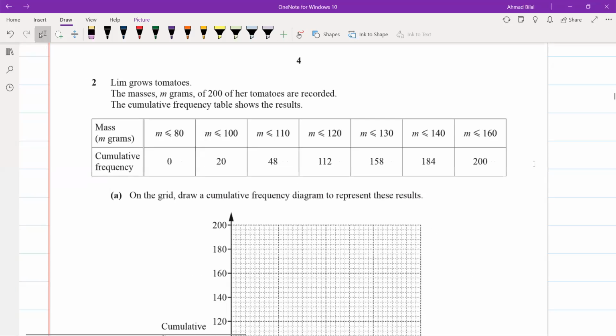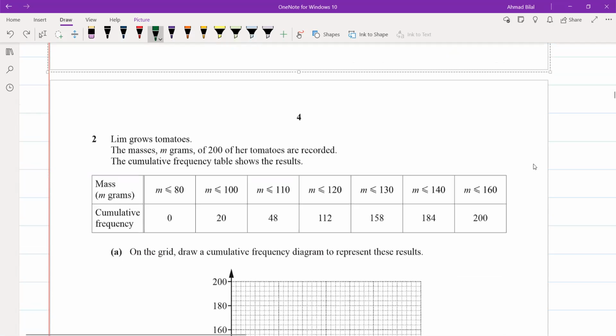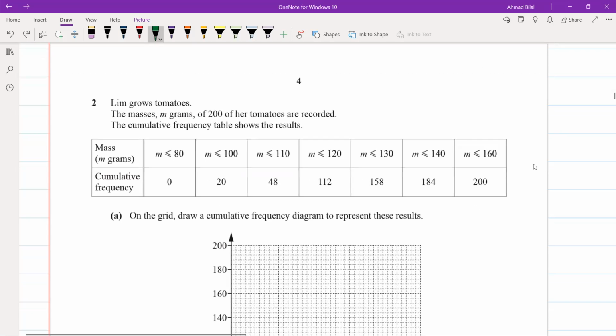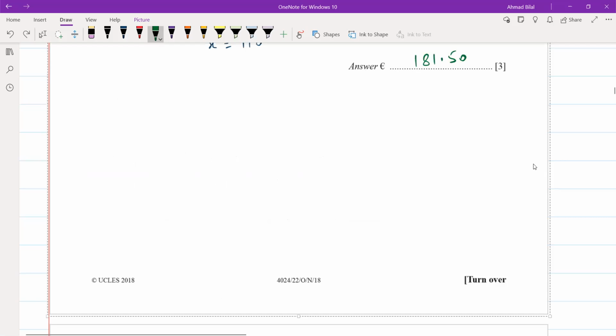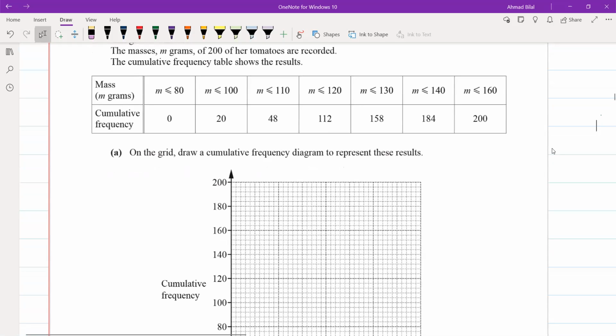It says Lim grows tomatoes. The masses of 200 of her tomatoes are recorded. The cumulative frequency table below shows the results, and you have cumulative frequencies in this, and you've got masses or intervals. So there are 200 total tomatoes. Total जो है, आपके पास आपको नजर आ रहा है ऊपर, total is 200, and we have to draw a cumulative frequency diagram to represent these results. Okay, so we have to draw that diagram.